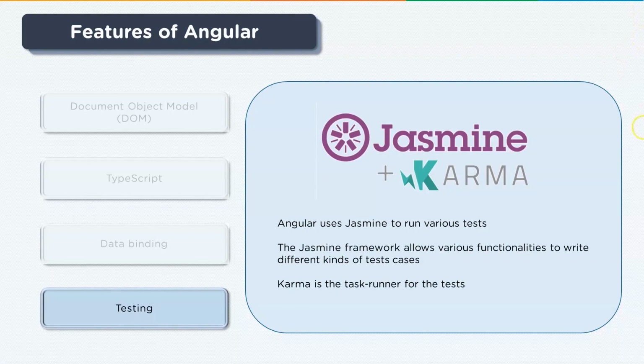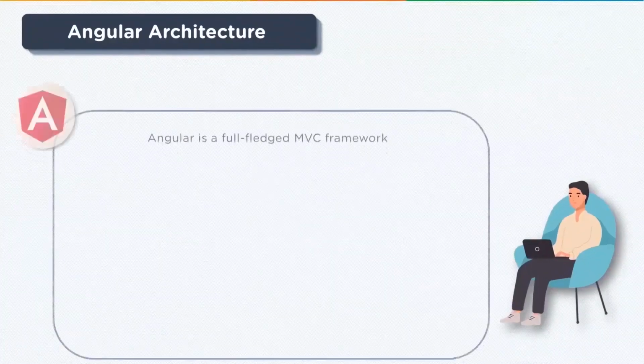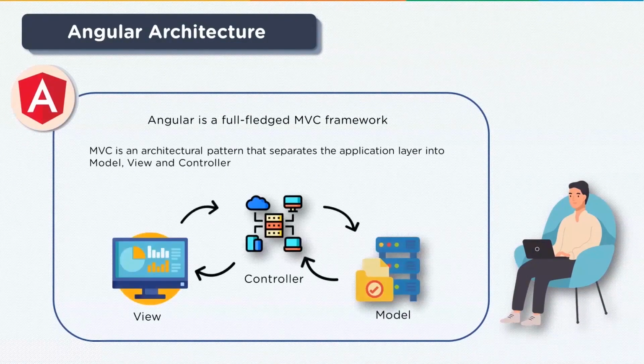So let's go ahead and understand the architecture of Angular. Now, Angular is a full-fledged MVC framework. It provides a strong opinion on how the application should be structured and offers bidirectional data flow and updates the real DOM. MVC, short for Model View Controller, is an architectural pattern that separates the application layer into model, view, and controller.